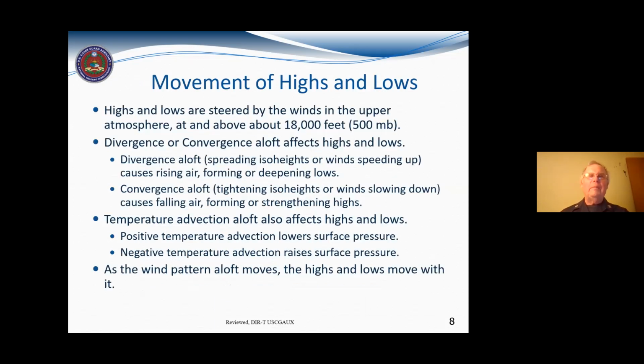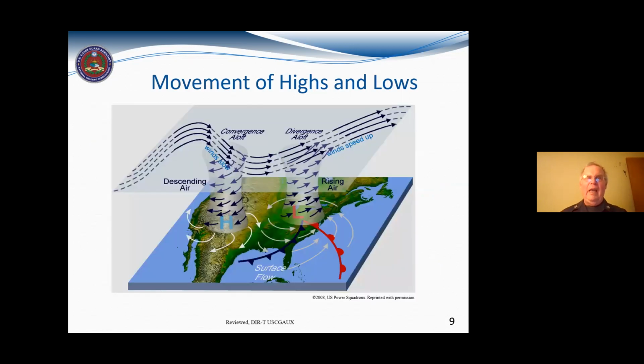Highs and lows are steered by the upper atmosphere winds at 18,000 feet or 500 millibars. That's what we talked about Tuesday, if you'll remember. That's why weather forecasters look at the 500 millibar chart, because up there are the air currents that are steering the highs and lows. Divergence or convergence aloft affects the highs and the lows. I'm just going to briefly touch on this. It's much clearer when we see the picture. Divergence aloft causes rising air, forming and deepening the low. Convergence aloft causes falling air, forming and strengthening the high. Temperature advection aloft also affects the highs and lows. As the wind pattern aloft moves, the highs and lows move with it. And here's the picture.